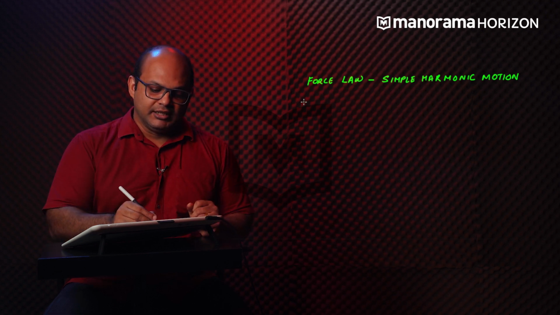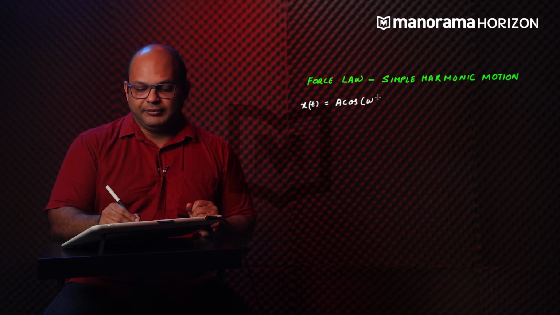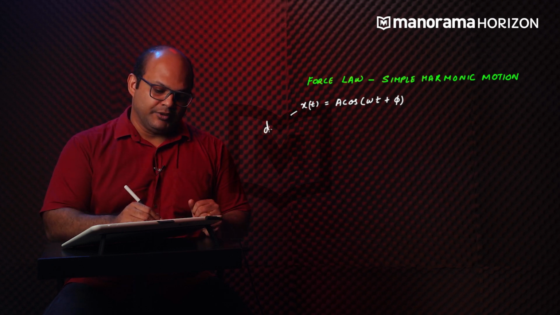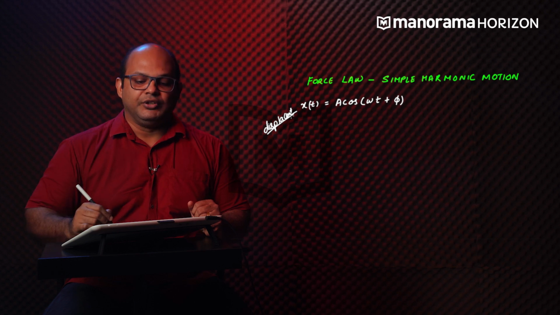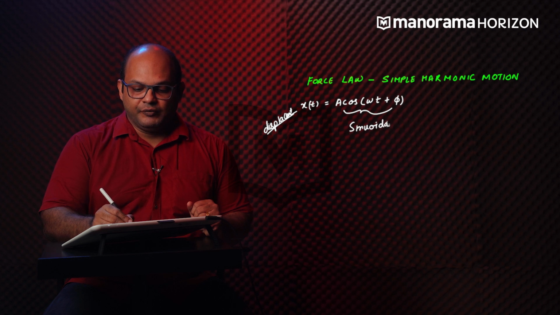In order for an object to be undergoing simple harmonic motion, it has to fulfill a very simple requirement. The displacement of the object has to be a sinusoidal function of time. So this is how we describe it mathematically. x(t) is the displacement of the object, and here is the sinusoidal function that relates the displacement with time.